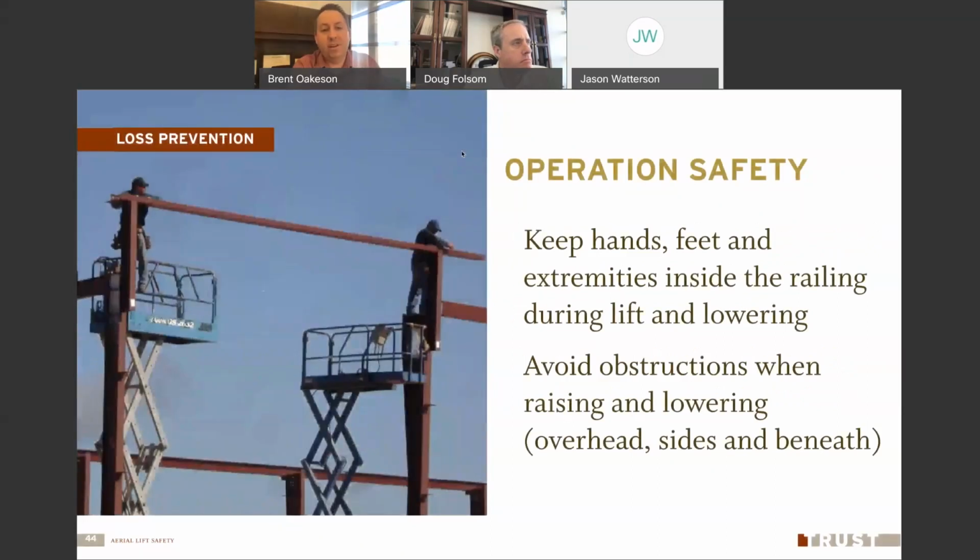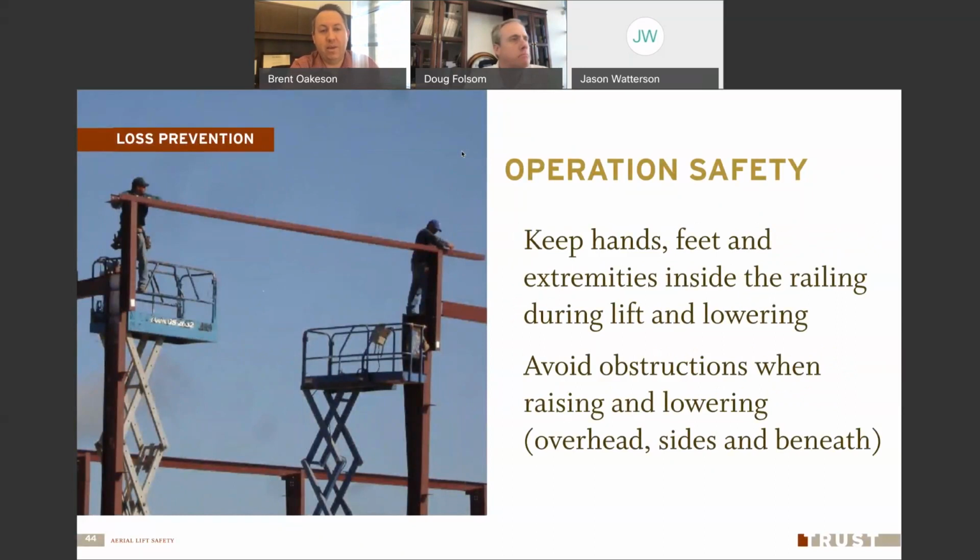Here's an example of what not to do as well. Look at these guys. They've climbed up out of the basket. Their lift obviously wasn't the right kind because it didn't get them high enough to do the type of job that they had. And so here they are, no fall protection equipment, climbing up on the guardrails and standing out, I would say probably 20, 30 feet up off the ground, which is a real hazard. You can imagine what would happen if they fell off of there. So get the right type of equipment and make sure that you're staying inside the basket.